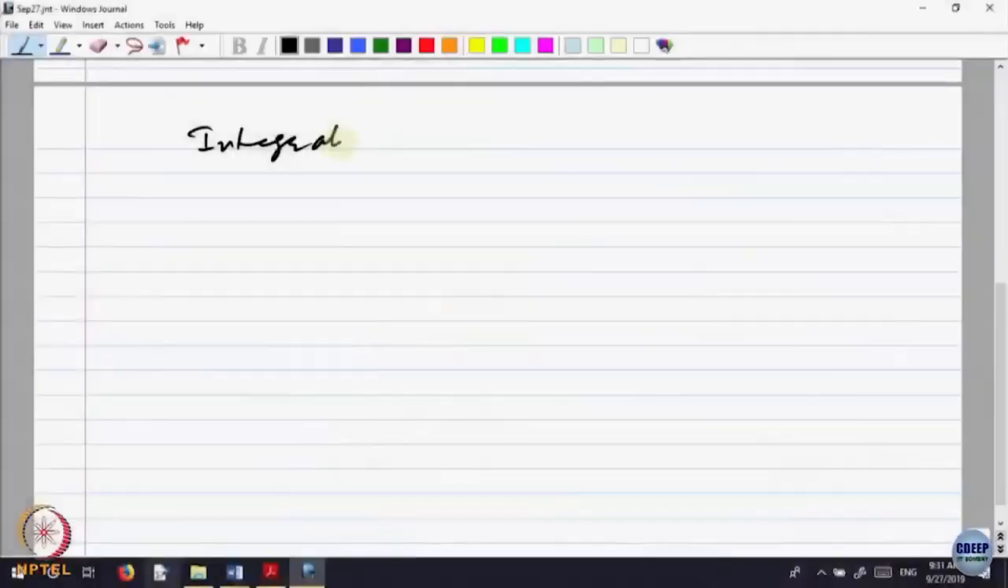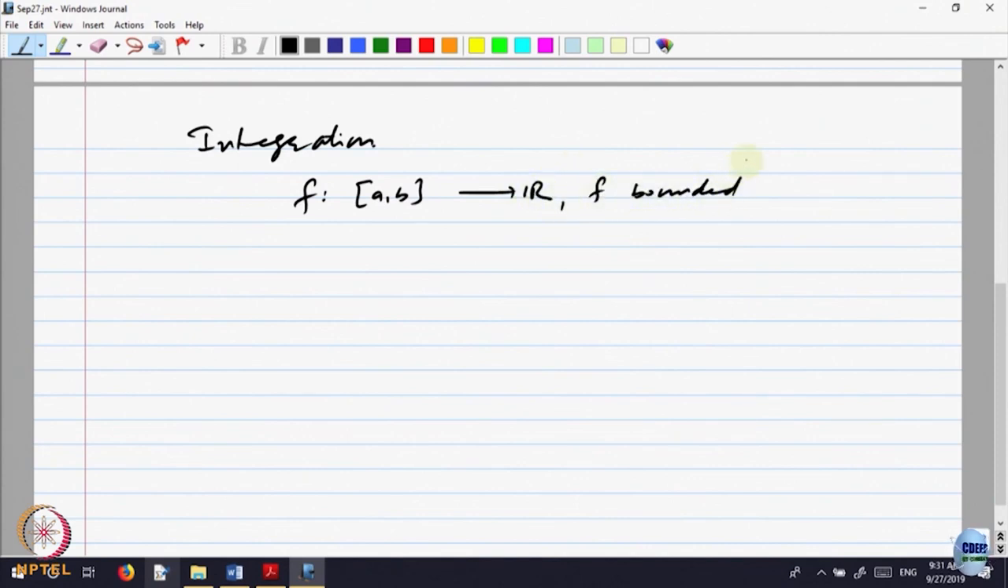So, let us recall what we had done last time. We have started looking at integration. Given a function f on an interval [a, b] to R, f bounded, we defined the integral of f via upper sums and lower sums. So for every partition P, we defined what is the lower sum and what is the upper sum.